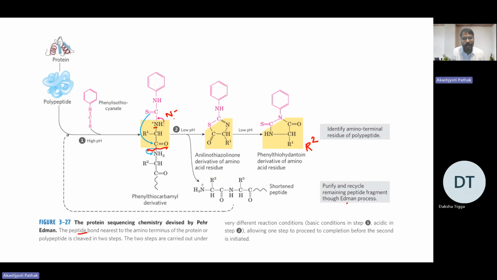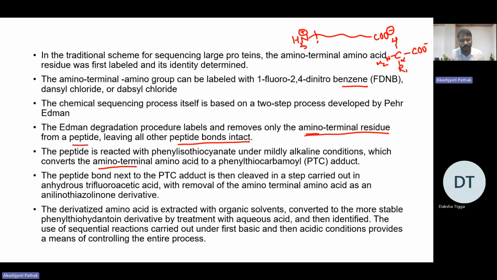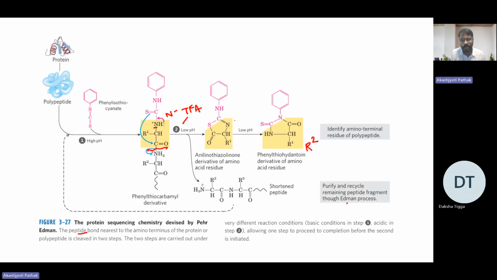So this step actually, this low pH, is provided by this trifluoroacetic acid. So when this trifluoroacetic acid is added, it lowers the pH, and as a result, the peptide bond of the second amino acid residue that is present is cleaved, and now you are having this free amino terminal of the second amino acid residue. Okay. And the first amino acid residue is removed in the form of this derivative, this anilino-thiazolinone. So this is the one that I was showing in this figure.